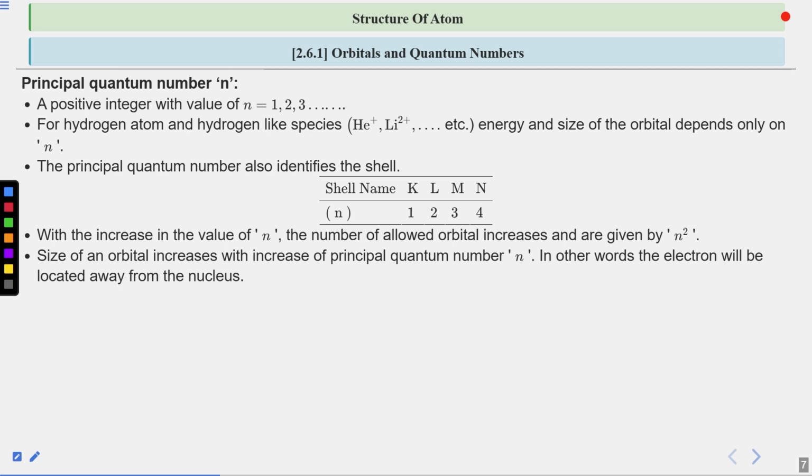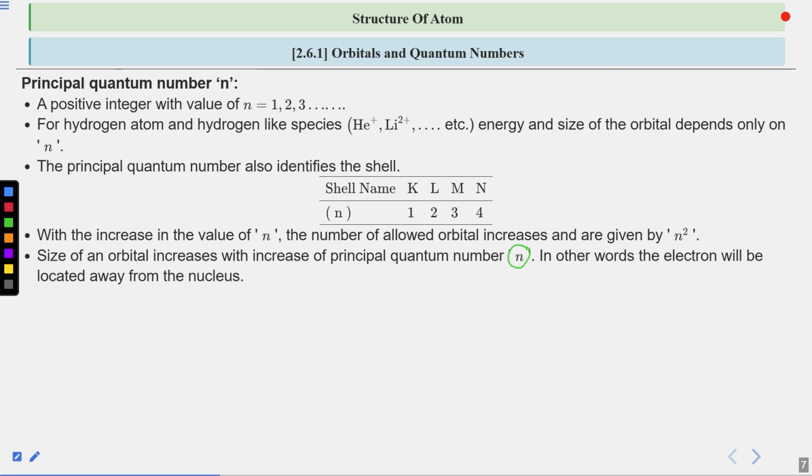Now, the next thing. If you look back at the formula for the size, you must see that the size of the orbital will increase with the value of n, because the radius is increasing in that previous formula. Therefore, the size of the orbital will always increase. That means the electron will be located in a much farther position if it has a greater value of n.